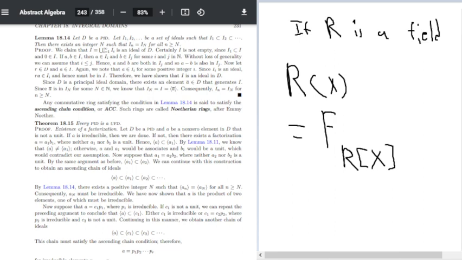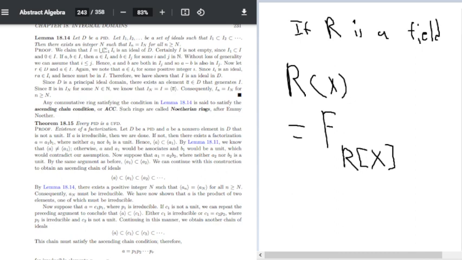So, anyways, proof. We claim that I is equal to the union of I_i for i equals 1 to infinity, and that I is an ideal of D. Certainly, I is not empty, since I_1 is a subset of I and 0 is in I. If A and B are in I, then A is in I_i and B is in I_j for some i and j in N. Without loss of generality, we can assume that i is less than or equal to j. Hence, A and B are both in I_j, and so A minus B is also in I_j.